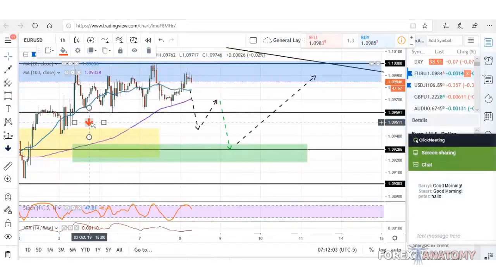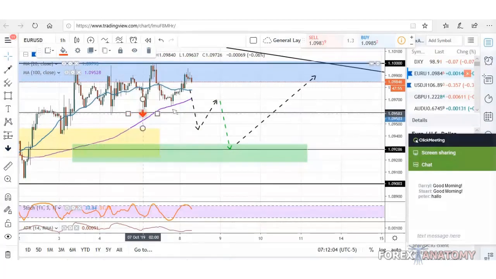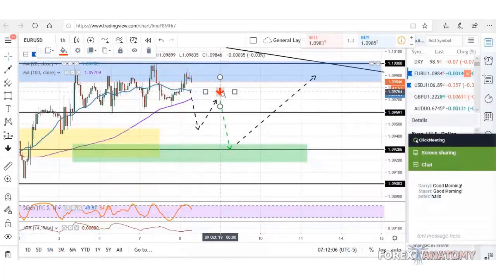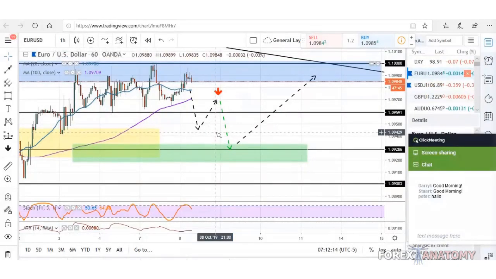Yeah, we're going to wait for price to break to the downside, wait for that pullback to retest the consolidation, and enter our short. All right. So, does anyone have any questions about the Euro USD?